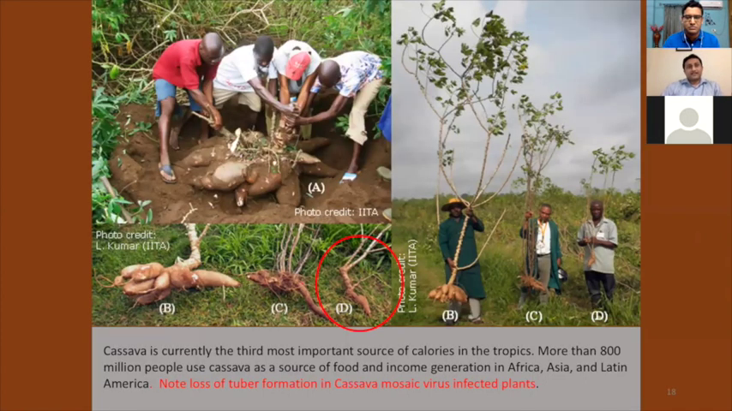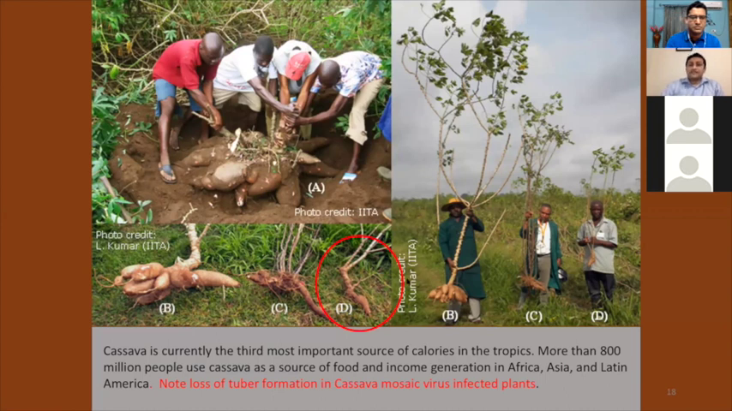Another example that I really like is the viral infection caused by cassava mosaic virus on cassava. Now, cassava is currently the third most important source of calories in the tropics. And basically what we are interested in eating from the cassava is the tuber. So you can see here this tuber, usually that's what we human beings eat.